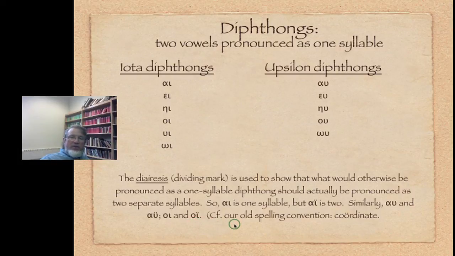Our spelling conventions used to do this with words that bring together two O's, for instance. So, the word coordinate used to have a diaeresis over the second O to tell us not to pronounce that coordinate. We did the same thing with cooperate to tell us not to pronounce it cooperate. And we still do it with naive to tell us not to pronounce it knave.